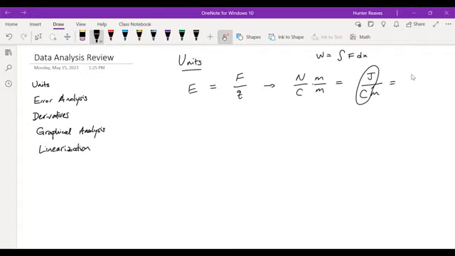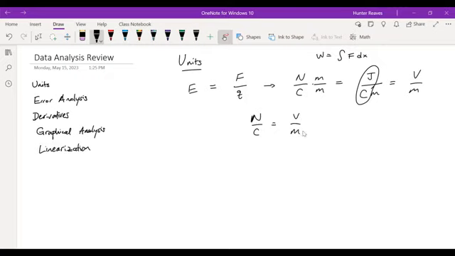The definition of a volt is joules per coulomb, at least in terms of units, right? So you can represent a joule per coulomb as a volt, and you're still left with the meters in the denominator, so therefore we can say that newtons per coulomb is equivalent to a volt per meter.